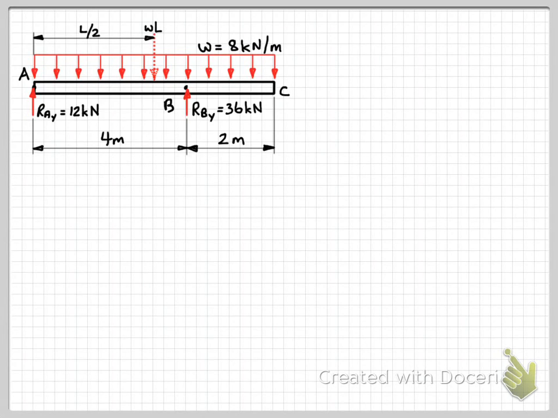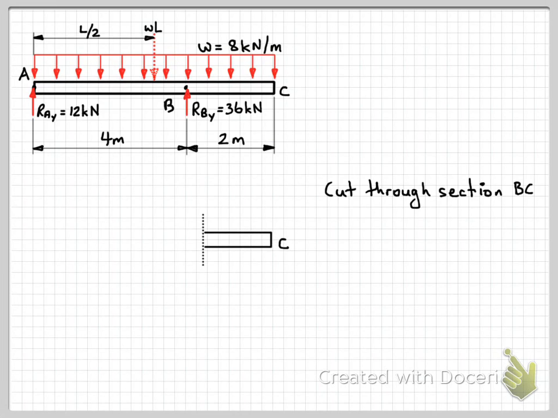Continuing on with the problem, we're now going to look at section BC. So we'll take our imaginary cut through the section BC. Now we could do what we've done in the previous section, like we did for section AB, and draw our beam from the left, continuing all the way to here. But what I'm going to do instead, to make the equations a little bit simpler for me, is to draw the right hand side.